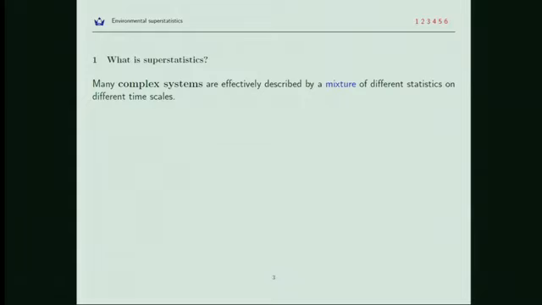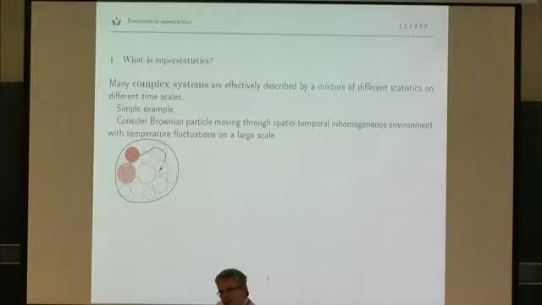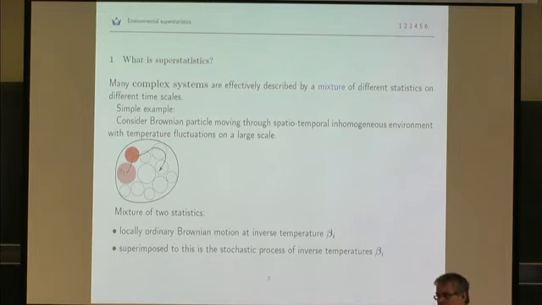Now, what is superstatistics? A lot of complex systems, whatever they are, in the environment or planet Earth or whatever you're thinking of, are often described by a mixture of different statistics on different time scales. The very simplest example is to think of a Brownian particle described, let's say, by the Ornstein-Uhlenbeck process, and then assume this particle moves through a changing environment. So for a while it sees inverse temperature beta 1, then after a while it moves to a different position where it sees a different inverse temperature beta 2. In this very simple example, you have a mixture of two statistics. One is just ordinary local Brownian motion with a given inverse temperature, but superimposed on that is the stochastic process of inverse temperatures beta i at the various spatial locations.